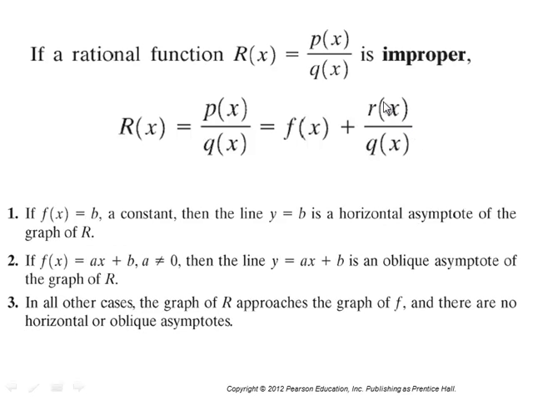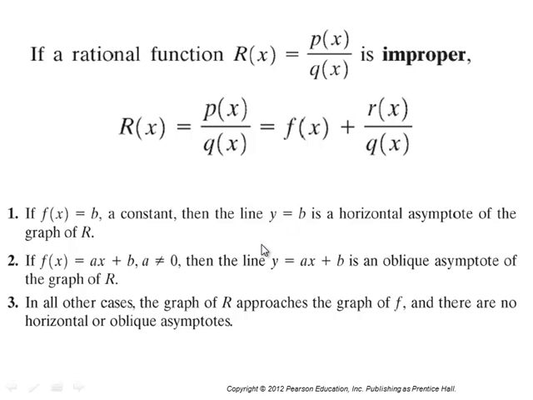So there's a couple different ways that your rational function could be improper. It could be that the numerator and denominator are the same degree, in which case when you do the division, the quotient is just going to be a constant. In which case, when you let x go to infinity or negative infinity, the function will approach y equals b, b being the result of the division. You'd have a horizontal asymptote. And again, that's when the numerator and denominator are the same degree.